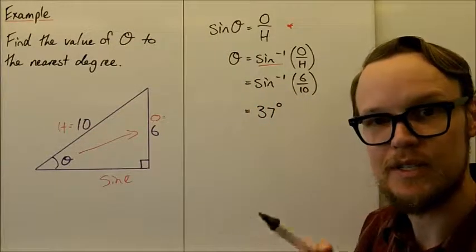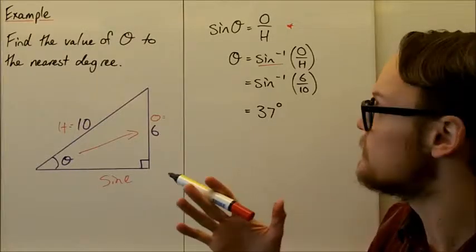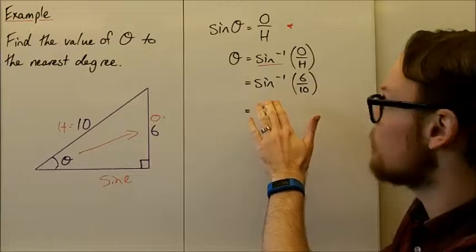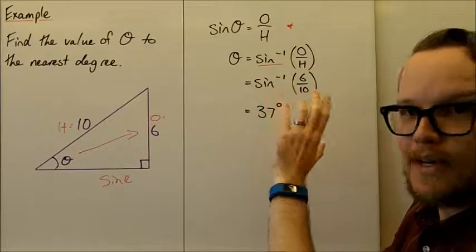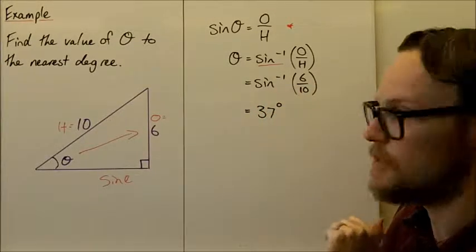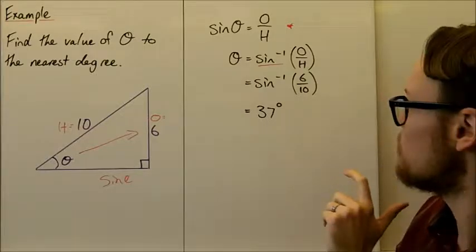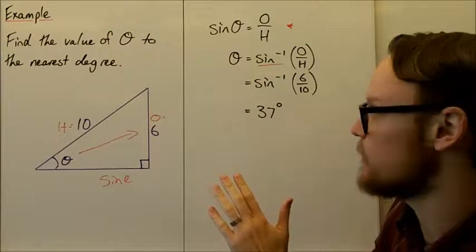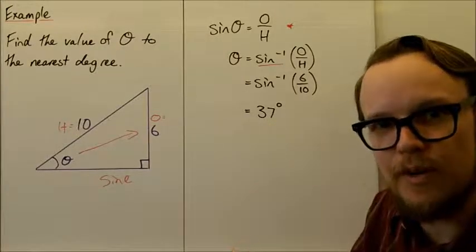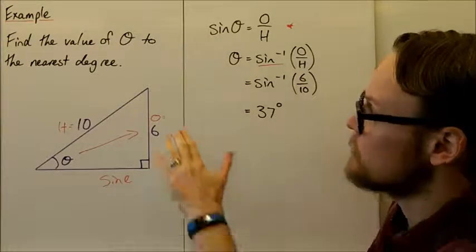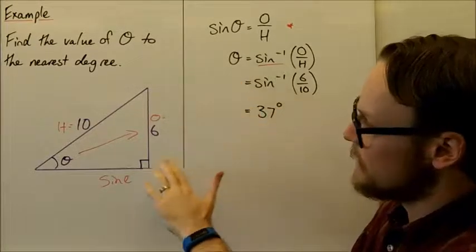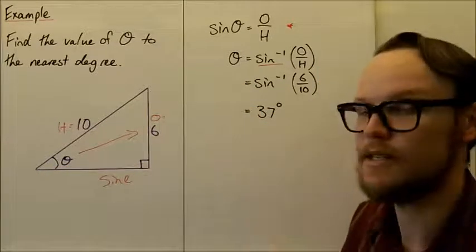Then all I need to do is type into my calculator second or shift sine to get the inverse sine function, and then open brackets and put inside the brackets 6 divided by 10, closing the brackets off. If I press enter on my calculator I get around about 37 degrees. It won't be exact, but we've been asked to round to the nearest degree, and to the nearest degree our angle here is 37 degrees.